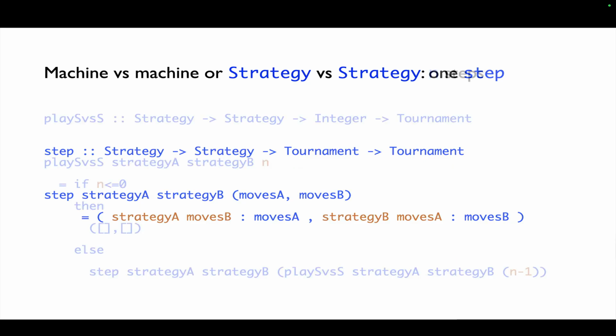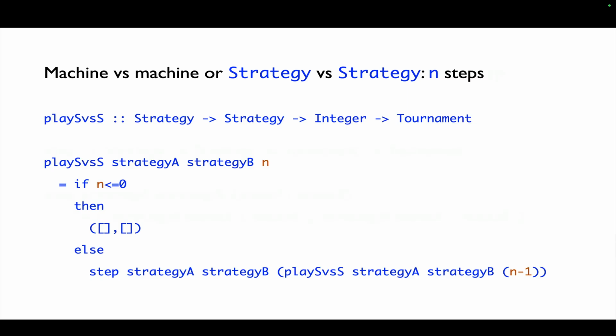Now what about a whole tournament? What this function does, it's a recursion that carries an integer that gives the number of steps to be played. So play SVS takes two strategies, again strategy A and strategy B, and an integer n. If that number is 0 or negative, the answer is two empty lists of plays.